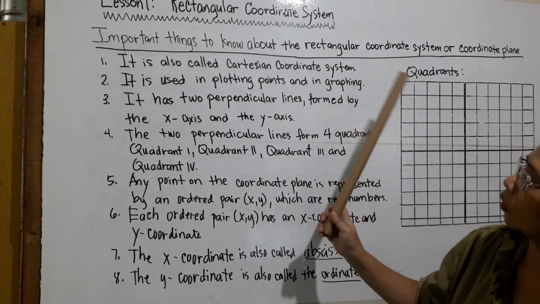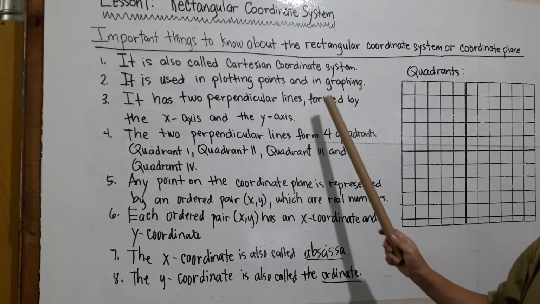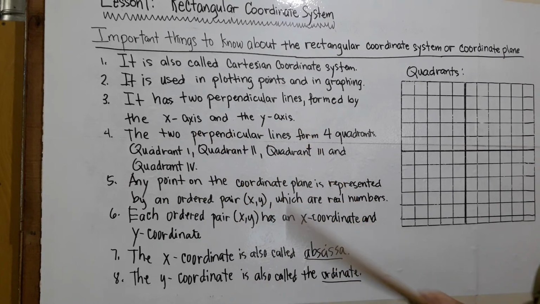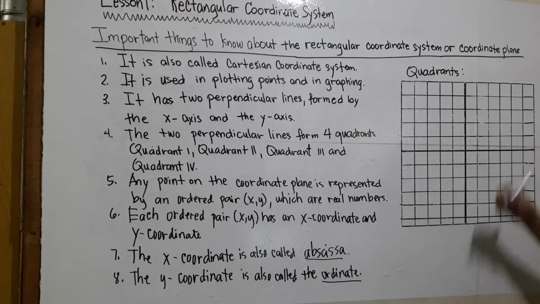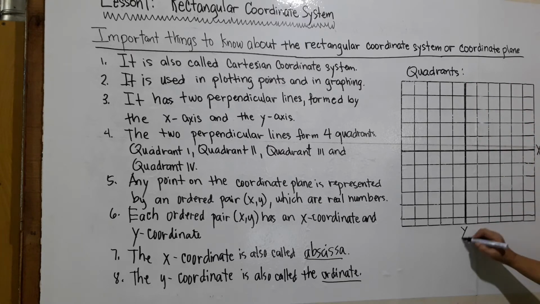This plane, the coordinate plane, has two perpendicular lines formed by the x-axis and the y-axis. So this is the x-axis and this is the y-axis. Okay?